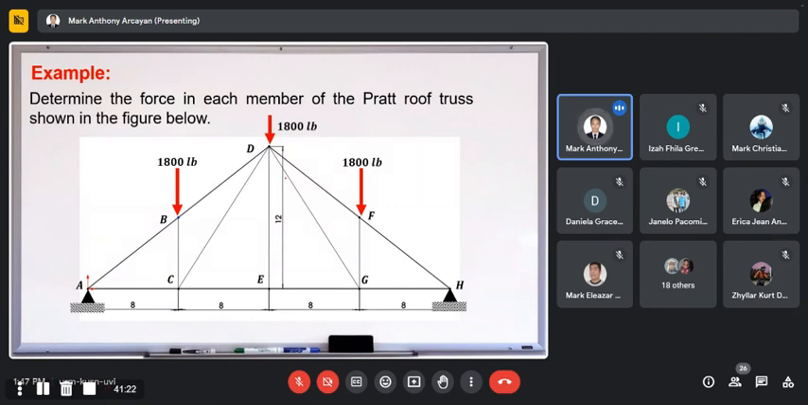So here we have a flat roof truss, no? It consists of 1, 2, 3, 4, 5, 6, 7, 8. Okay, it is symmetrical, so let's take half. So, 1, 2, 3, 4, 5, 6, 7 times 2, 14. So, it consists of 14 members. So we have 14 internal forces to determine.